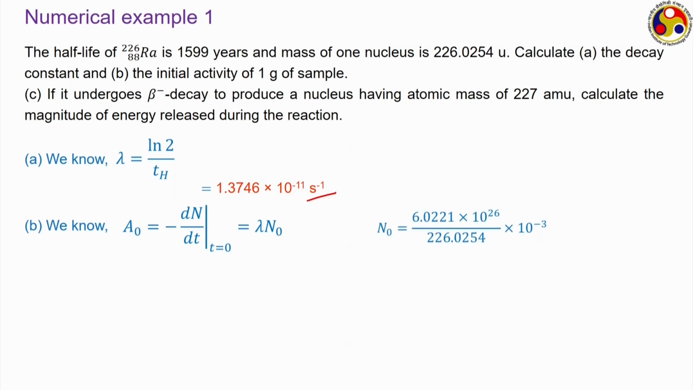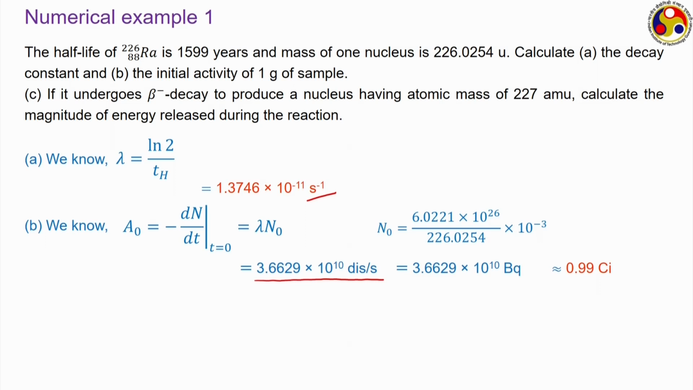N naught, we know from Avogadro's hypothesis, that 1 kilomole of any particular isotope will always have 6.0221 times 10 to the 26 number of molecules inside that. Here the molecular weight of radium 226 is given as 226.0254. That means, 226.0254 kg of radium 226 will comprise 6.0221 times 10 to the 26 molecules, and from there we get the total number of initial isotopes present in the sample. Multiplying that with lambda, we get the initial activity, and it comes to be 3.6629 times 10 to the 10 disintegrations per second.